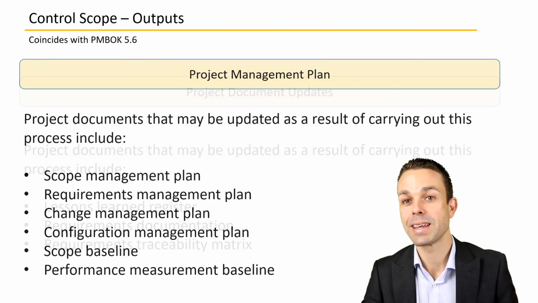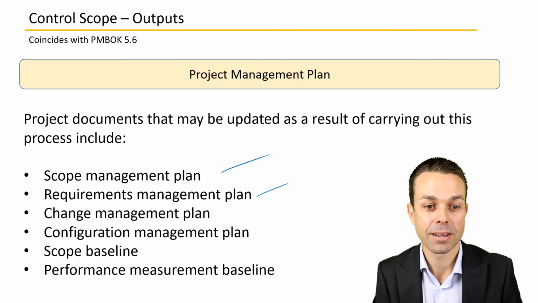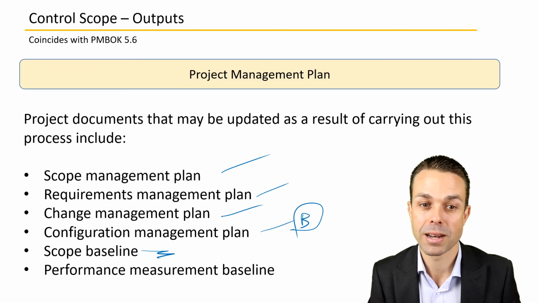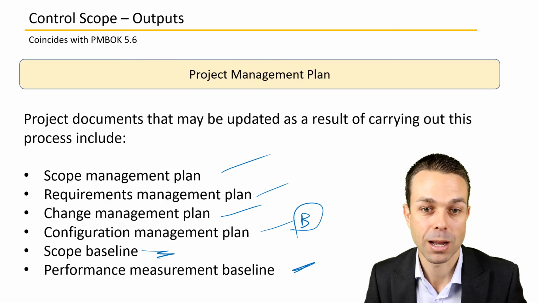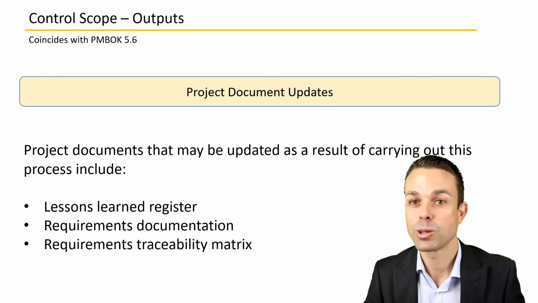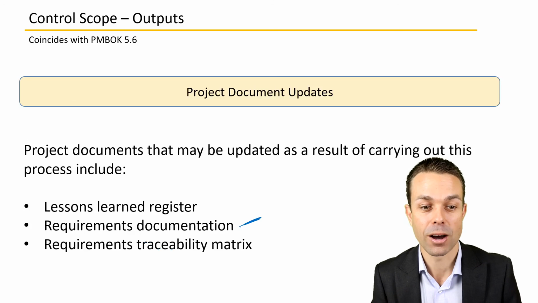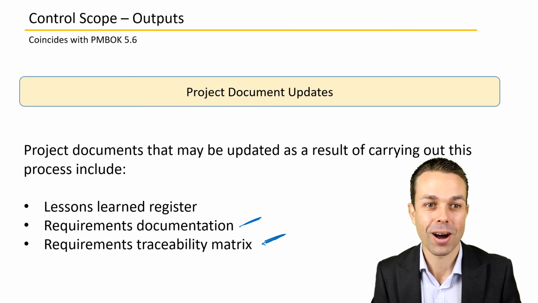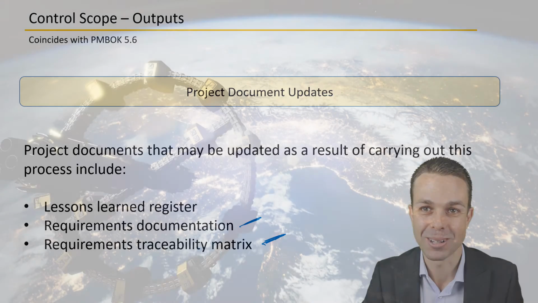We might update our project management plan, so the scope management plan or requirements management plan, the change management plan, configuration management plan for our baseline documents. The scope baseline might need to be updated, or the performance measurement baseline might need to be updated as well. And project documents might need to be updated, such as our requirements documentation and our requirements traceability matrix. And that is all the detail required for your controlling scope process in the project management body of knowledge.